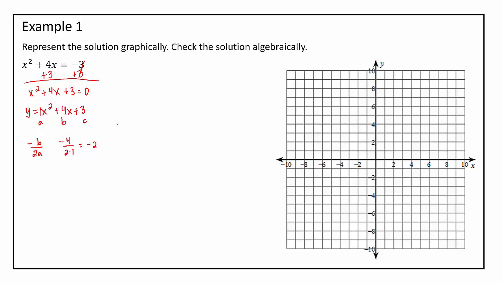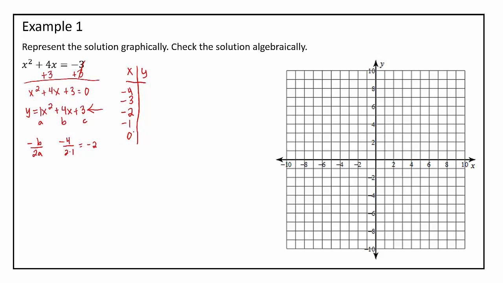And we use that to make a table of values. So we put an x and a y in a t-chart. We put this negative 2 in the middle of our table of values, and we pick numbers that are more negative, and then we pick numbers that are less negative. And these are the numbers we're going to plug into this equation to figure out what our y values are.